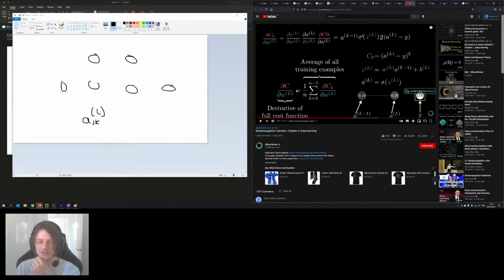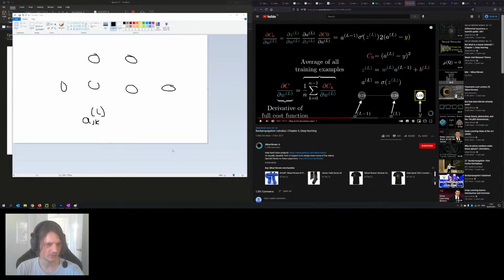Now he's saying derivative of full cost function is equal to 1 over the current number, the sum of all of that from k equals 0 to n minus 1. So we're going to go backwards through the loop. 1 over n.